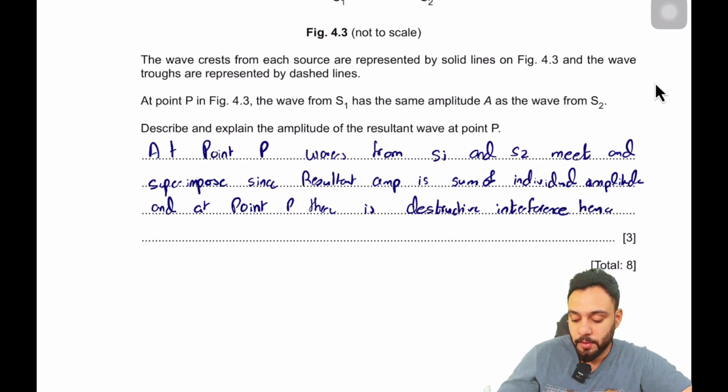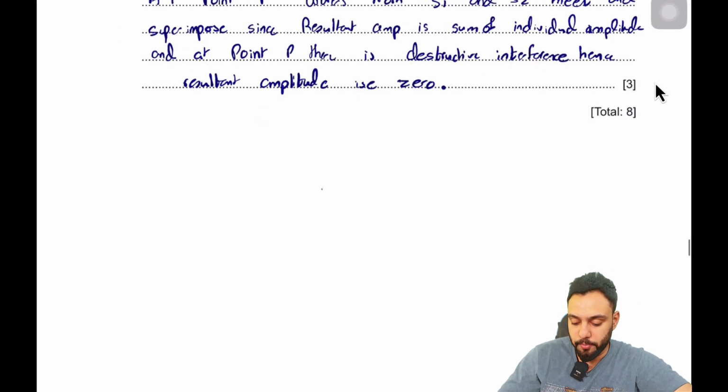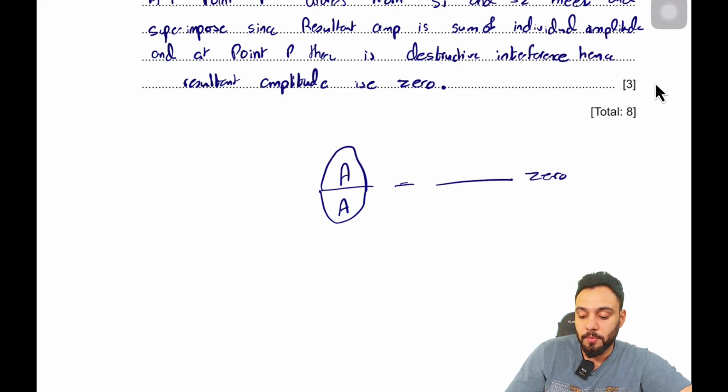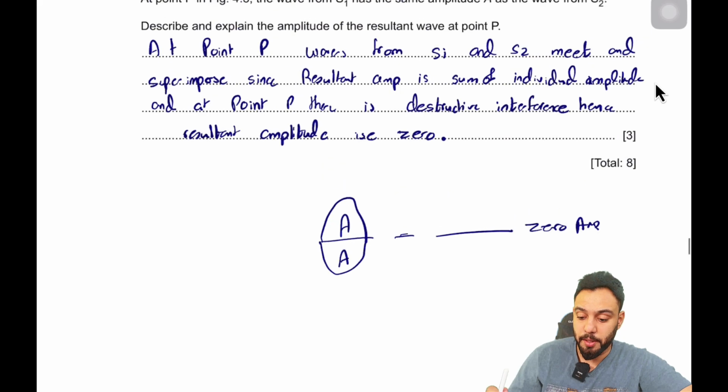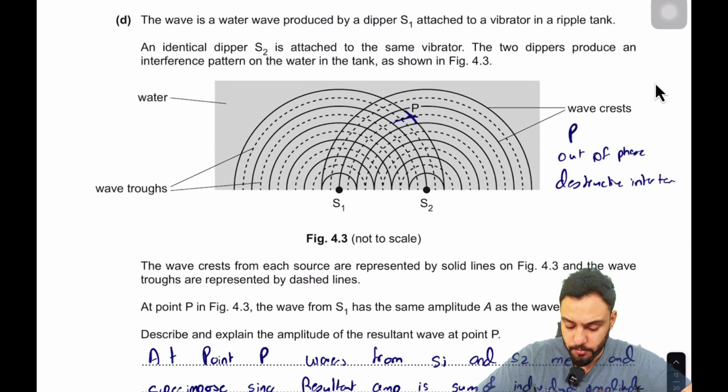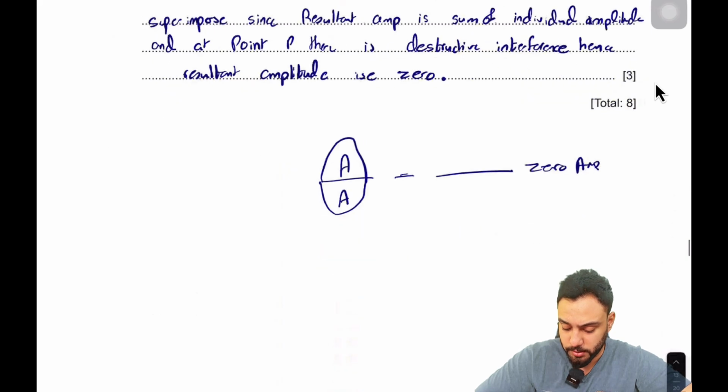Hence, the resultant amplitude is 0. So the wave with amplitude A meets the wave with amplitude A, and they superimpose. Eventually, there's going to be 0 amplitude, and there won't be any amplitude. Both would destruct each other. That's going to be part D, and that's it for question number 4.